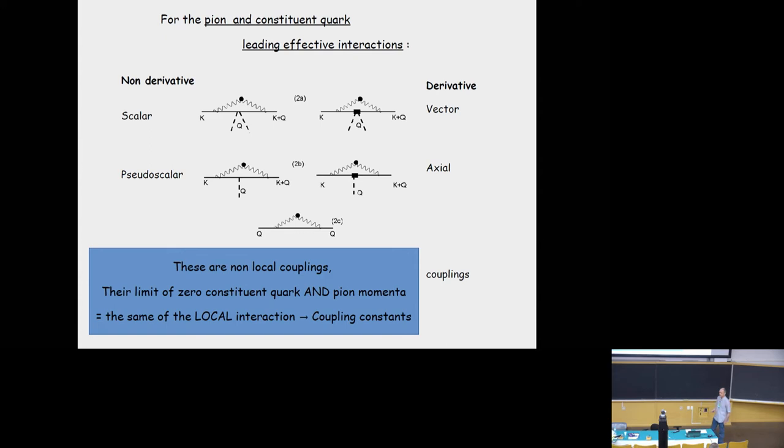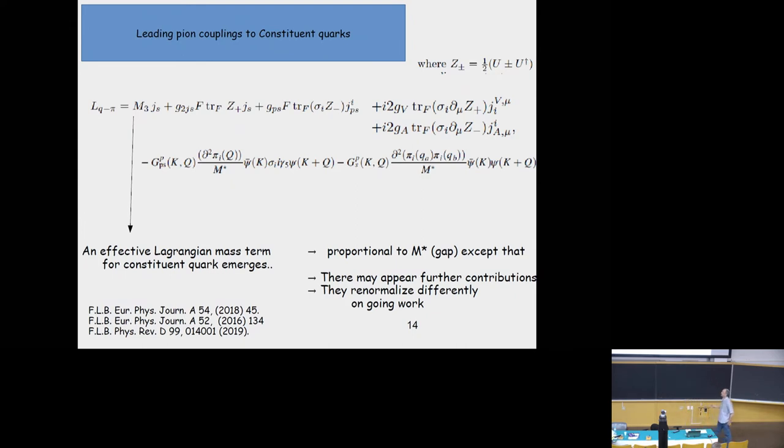And then I come to the coupling of pions to the constituent quark, the leading terms. There are four types of terms that appear: the pseudoscalar coupling of the pion to the constituent quark, the scalar coupling, the vector coupling, that's derivative, and the axial coupling, that's also derivative. These are non-local couplings. I mean, all this structure appears in coordinate space as well. I can check all the coupling constants by taking the zero momentum transfer of the pion, Q equals zero. And a leading term is a mass term for the constituent quark. So it's a dressed quark. These are the leading terms.